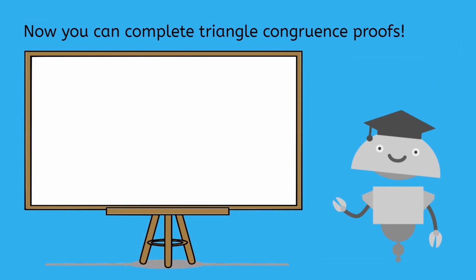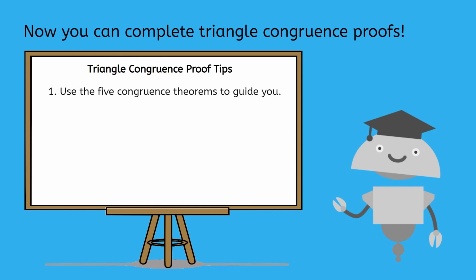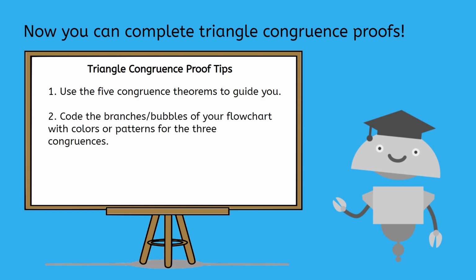Now you can complete triangle congruence proofs. Here are some tips that we tried in this lesson that you may find helpful to use moving forward. First, use the 5 congruence theorems as a reference to help you narrow down the remaining congruence statements that you need to determine. Next, code the branches or bubbles in your flowchart with different colors or patterns for each of your 3 congruences. Finally, chunk your two-column proof so that all of the steps for each congruence statement stay together.